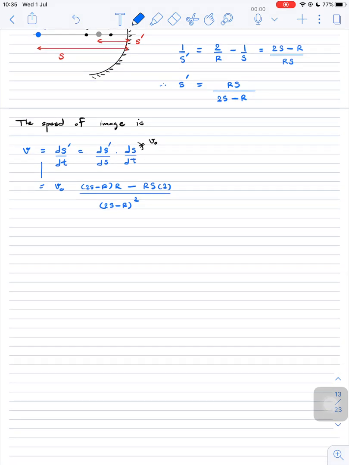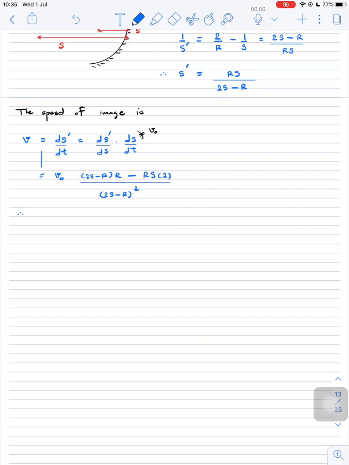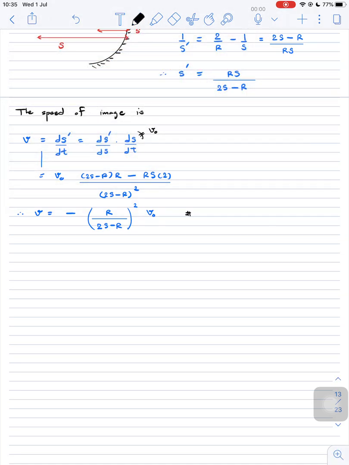Okay, so let's see here. We have 2s times r. It's going to cancel out with the 2s times r here, right? And we have the minus of r squared. So then finally we can get that the speed of the image equals minus r over (2s minus r) squared, and then times v naught, right? So this can be the answer.